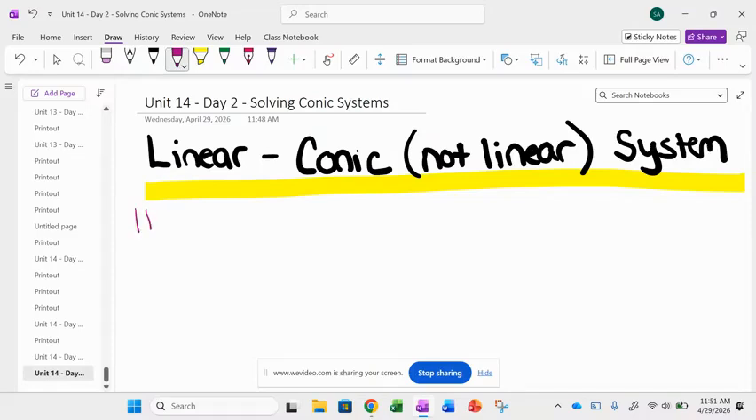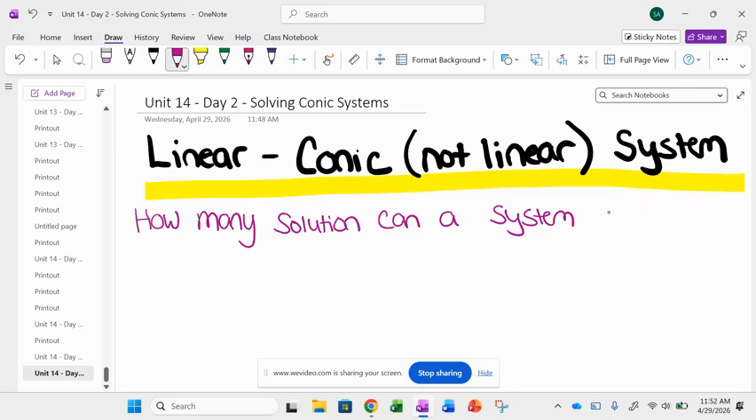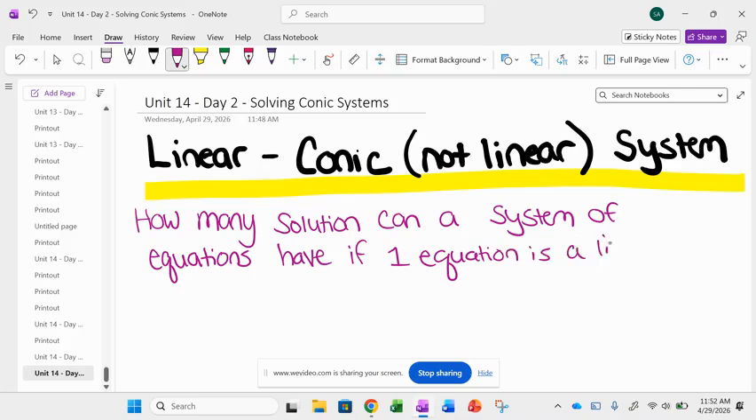So first thing I want to know is how many solutions can a system of equations have if one equation is a line and the other a conic that's not a line.